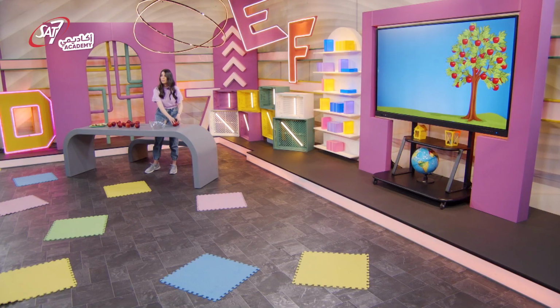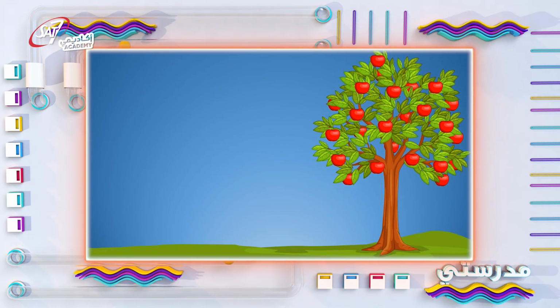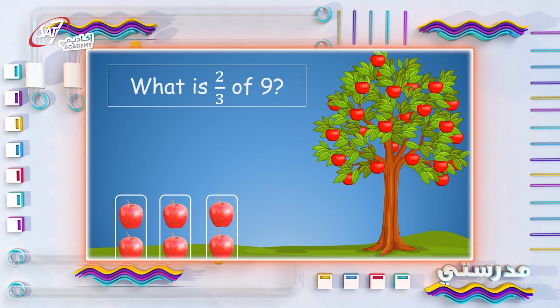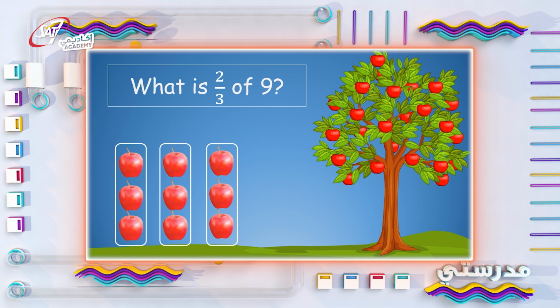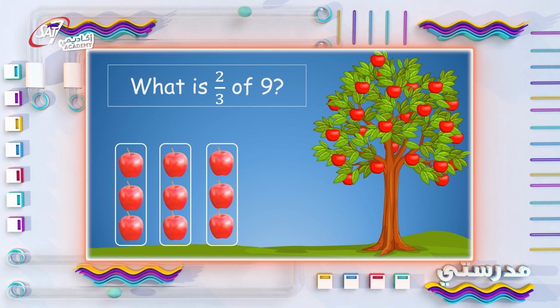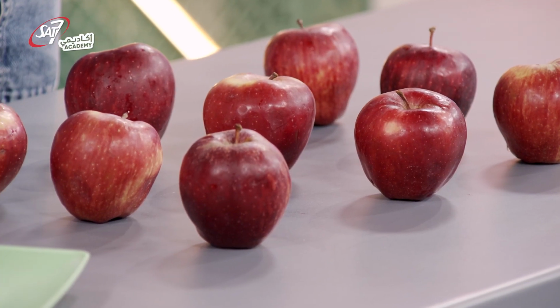In the evening, 9 apples were left. Christy made apple juice for her friends using 2/3 of them. How many apples did she use? If we divide the 9 apples into 3 groups, how many apples would 2 groups contain? 2 out of 3 of the 9 apples. So we've divided the 9 apples, and Christy used 1, 2, 3, 4, 5, 6 apples to make fresh fruit juice. 2/3 of 9 equals 6.